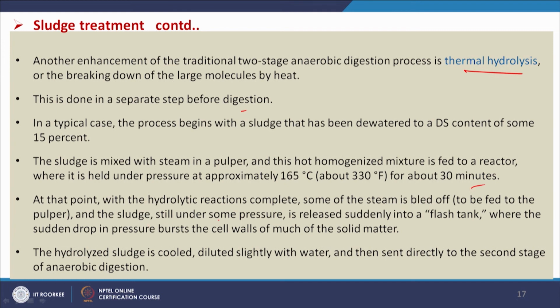The sludge, still under some pressure, is released suddenly into a flash tank, where the sudden drop in pressure blasts the cell walls of much of the solid matter. So, this is the mechanism for the hydrolysis of the organic compound, and the hydrolyzed sludge is cooled, diluted slightly with water and then sent directly to the second stage of anaerobic digestion.